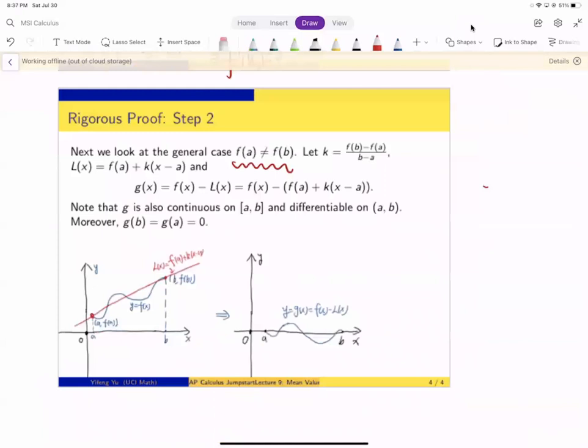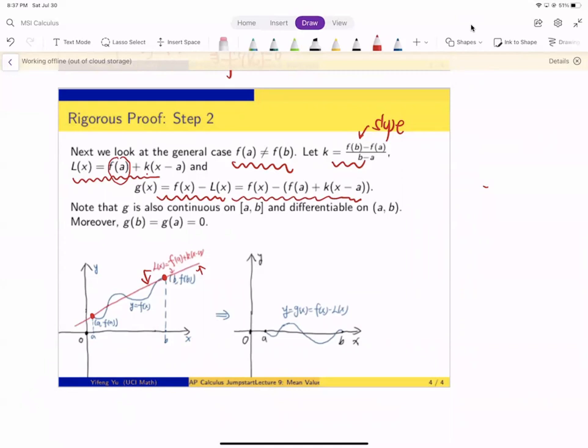We say, okay, again, we just connect the two endpoints and we look at the equation of the line. So this is the slope, right? So this is the slope of the line. And then we look at the equation. If we write the equation, it passes through the point f(a), and it's with the slope k. So this is the equation of the line, right? And we look at the difference of the function and this line. So we just write it out. I just look at the difference between these two, right? The difference between the function and the linear function connecting these two endpoints.